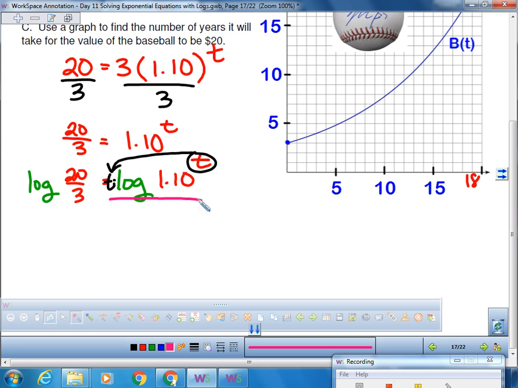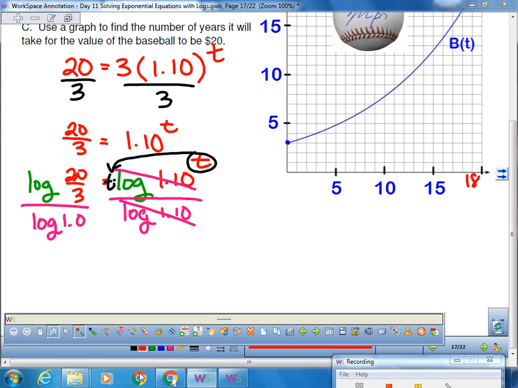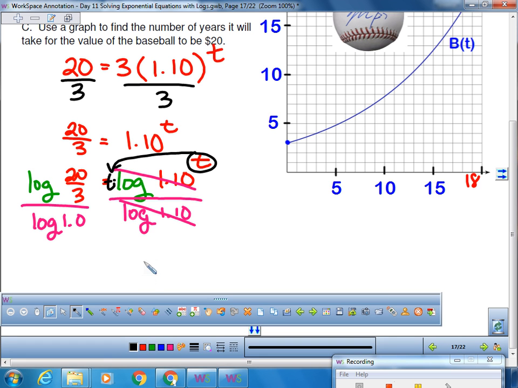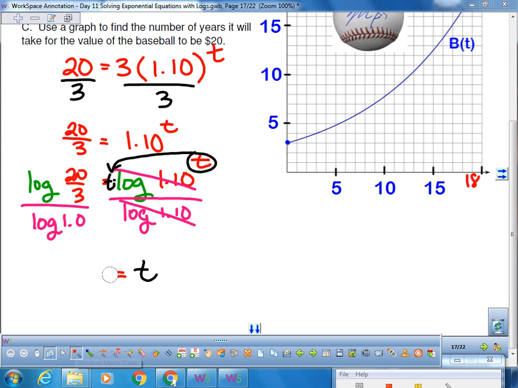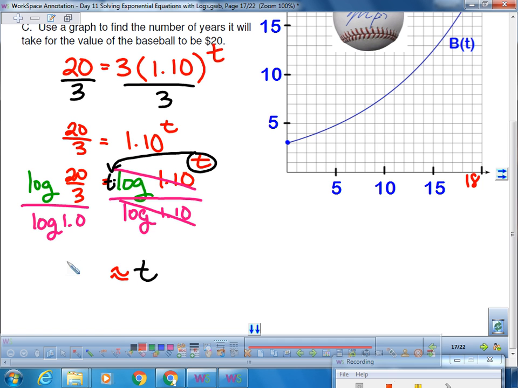I'm going to divide by log 1.10. Put it in the calculator. Tell me what you get. Is that reasonable? Actually, you get 19.901. Hey, guess what? It's going to take 19.901 years.